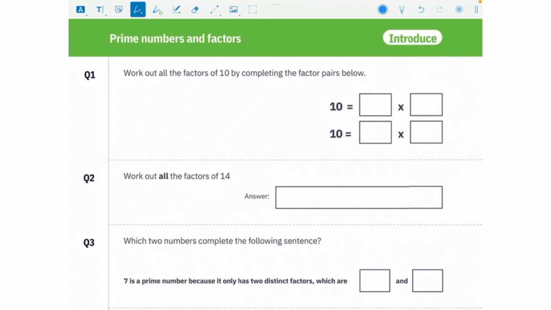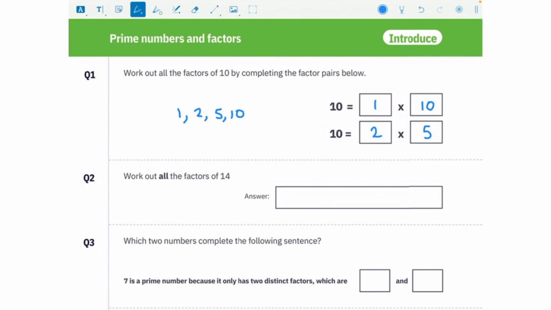Work out all the factors of 10 by completing the factor pairs below. So 10 can be written as 1 times 10. So 1 and 10 are therefore factors of 10. They fit in an exact number of times. But 10 can also be written 2 times 5. So the factors of 10 are 1, 2, 5 and 10. They all fit into 10 an exact whole number of times.